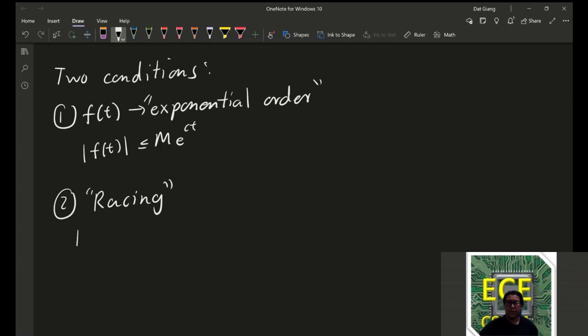The second condition is dubbed racing. In racing, when we take the limit as time goes to infinity, your time function has to always lose to the exponential function. Or in other words, this limit has to be 0.